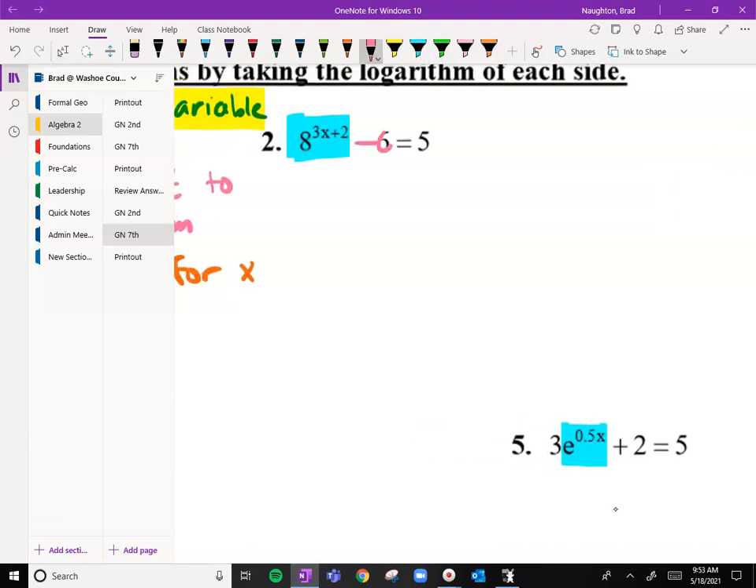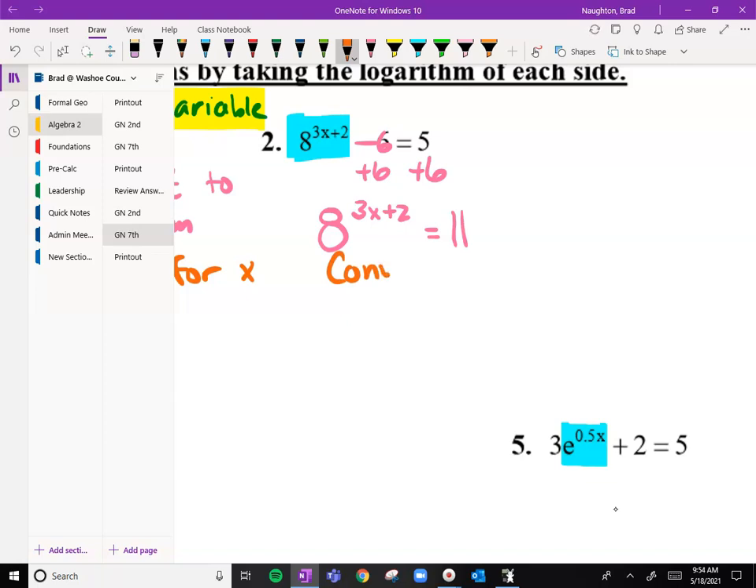So here, because it's a minus 6, we're going to do the opposite. So we'll plus 6 to both sides. So we get 8 to the 3x plus 2 is equal to 11. Okay, so now we're all good. This is isolated. It's the only thing on its own side.